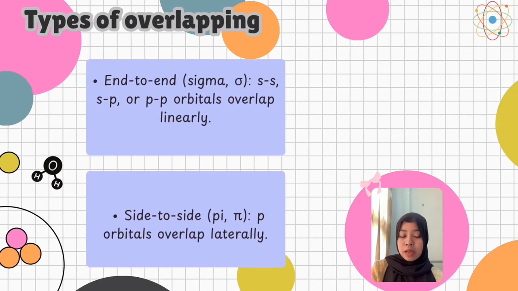Next is the type of orbital overlapping. There are two main types of orbital overlapping. Sigma overlap occurs when orbitals overlap end to end, such as s to s, s to p, or p to p overlap, forming a strong bond. Pi overlap occurs when p orbitals overlap side to side, usually in double or triple bonds, and is weaker than sigma overlap.